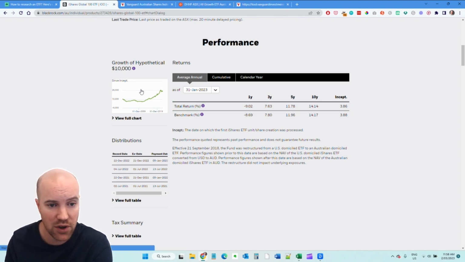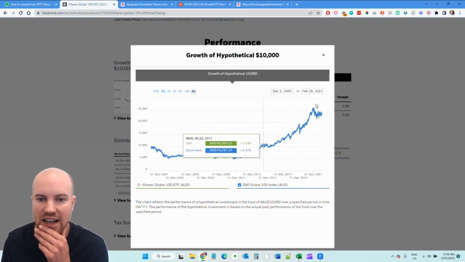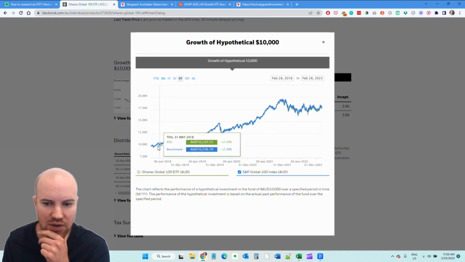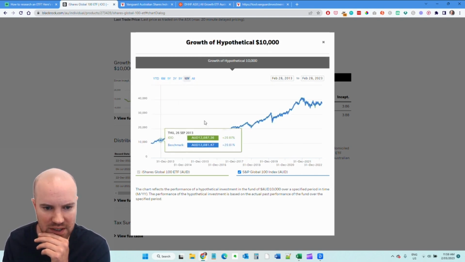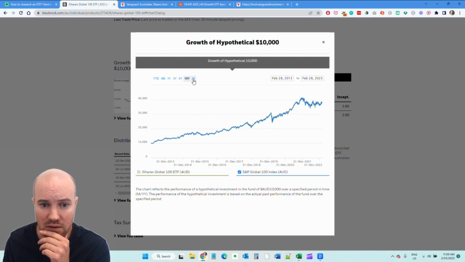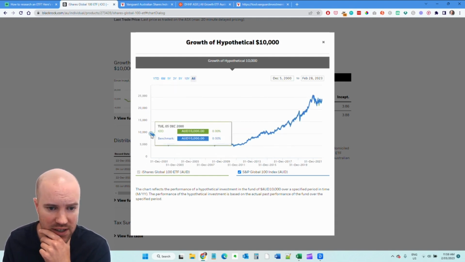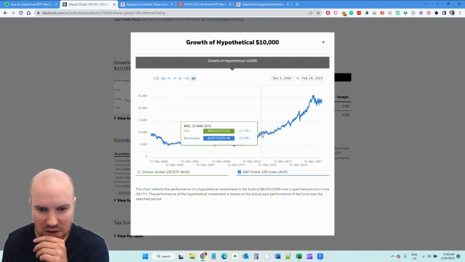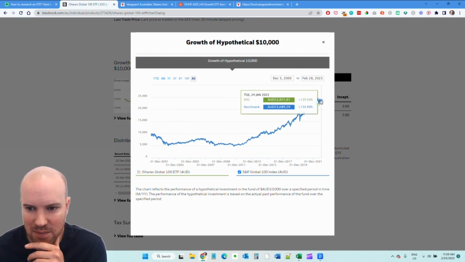If you're more of a visual person, then you might want to click on this chart and just see what 10 grand would have done over certain periods of time. Last 5 years, 10 grand would have grown to 17 and a half, which is pretty good. 10 years, it would have grown from 10 to nearly 40. And then if you bought it in the year 2000, it would have dropped below that and it would have taken you until 2015 for it to start making you money and then go up to 25.